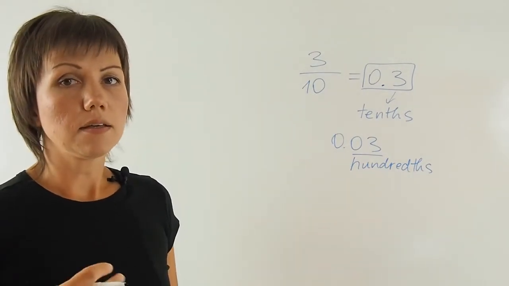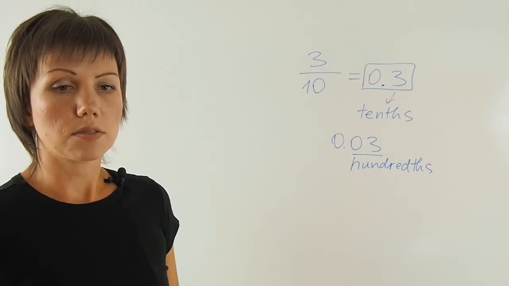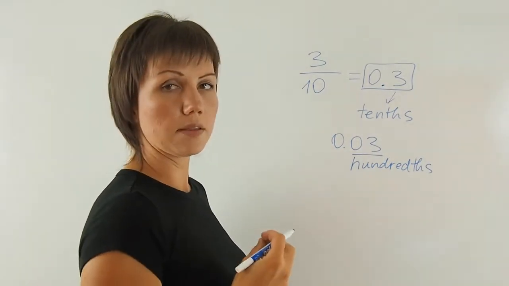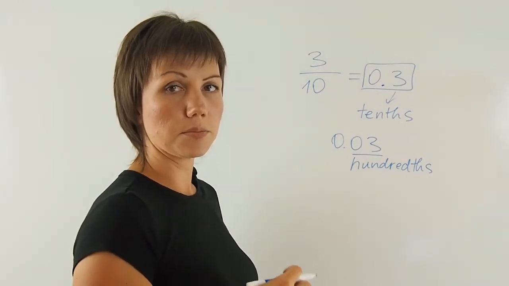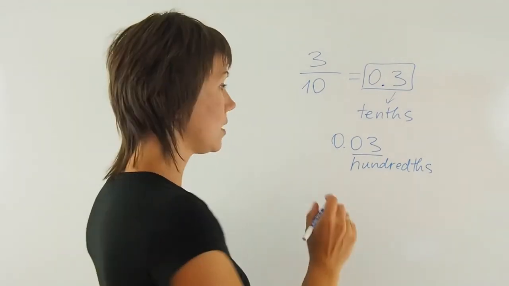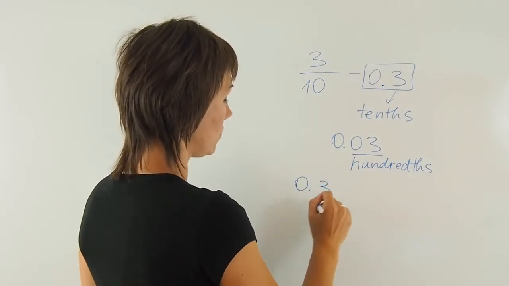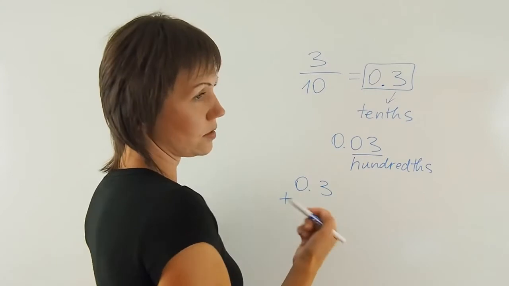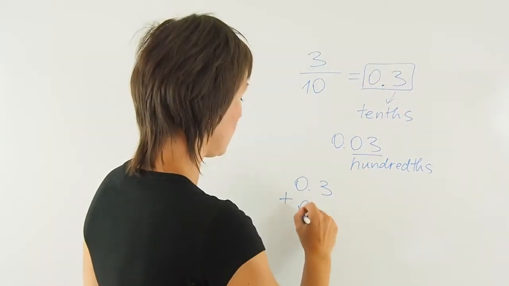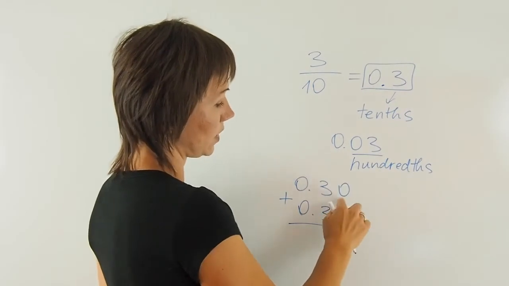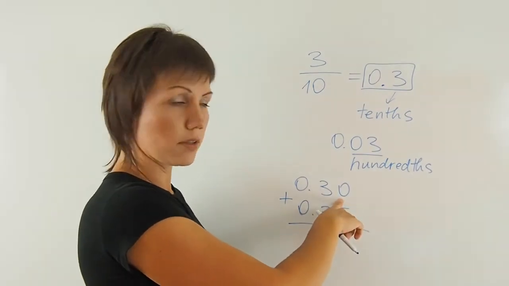I can add and subtract decimals. To add and subtract decimals, I need to be careful with their place value. And if there's something missing, I need to fill it in. So for example, if I have 0.3 and I want to add 0.35, then I need to bring in another 0 after 3 here.